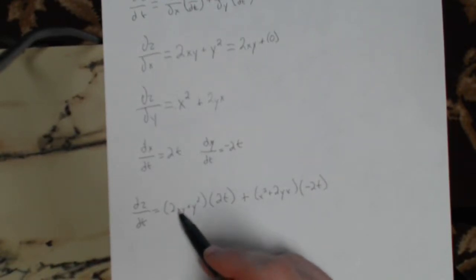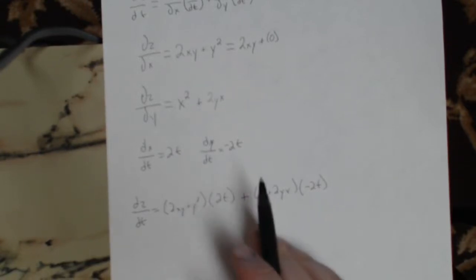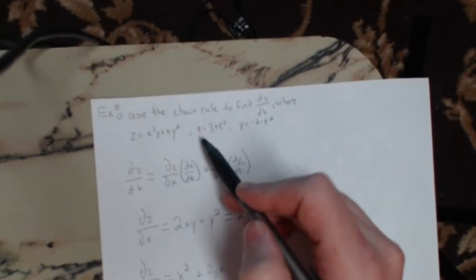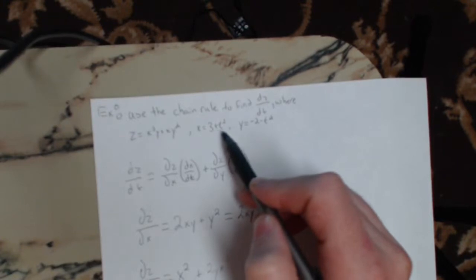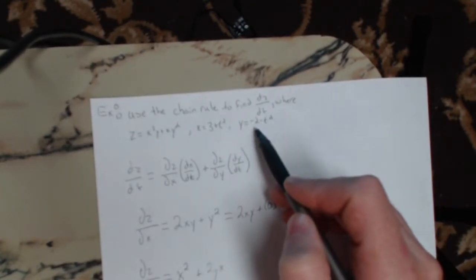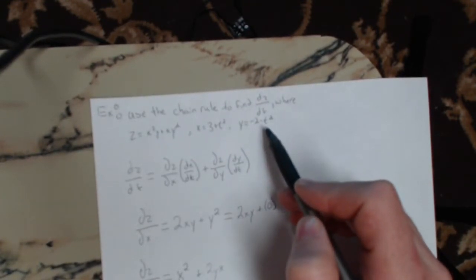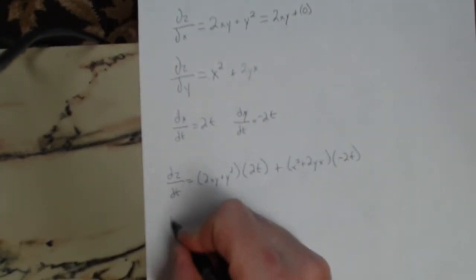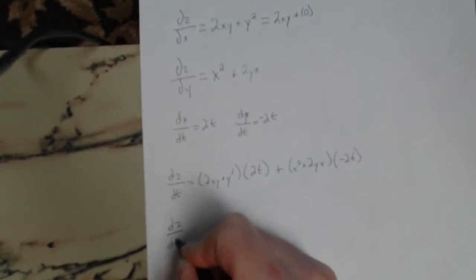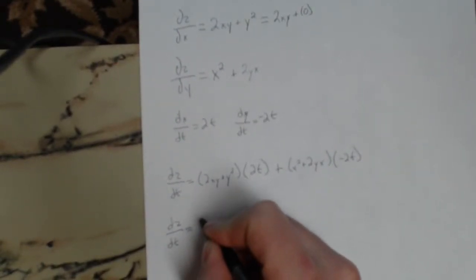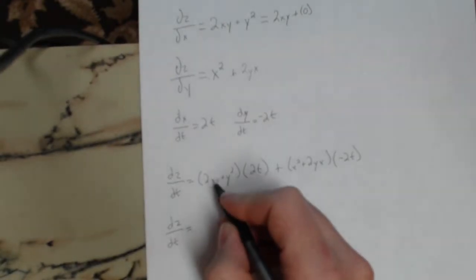However, the Webwork problem asks us to find it in terms of t. And what that means is that every instance where there's an x or a y, I need to replace them with the equation in terms of t, the 3 plus t squared for x, and negative 2 minus t squared for y. So I'm going to do that here. So the final answer is dz/dt equals, and it just starts getting really big, but it ends up being very simple. I just replace.